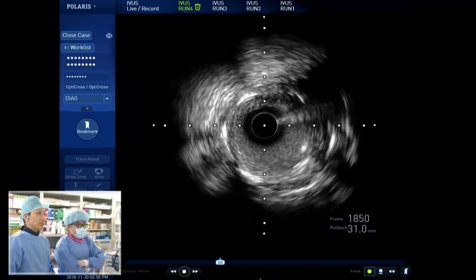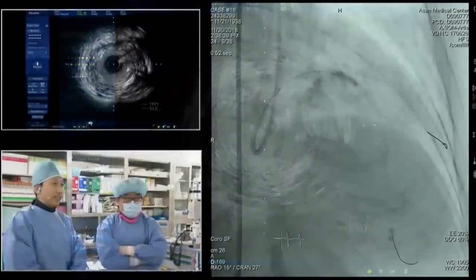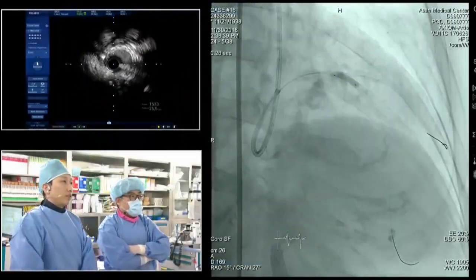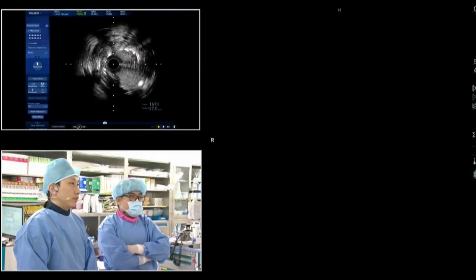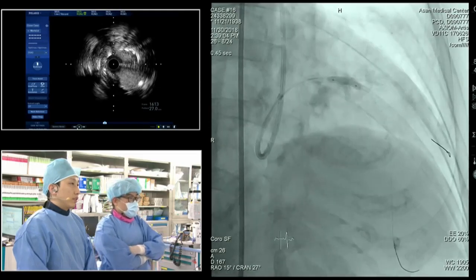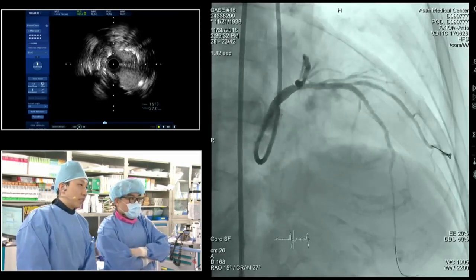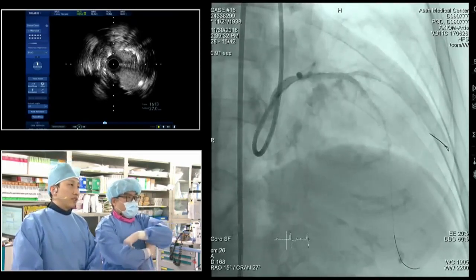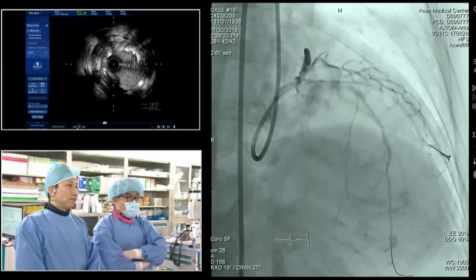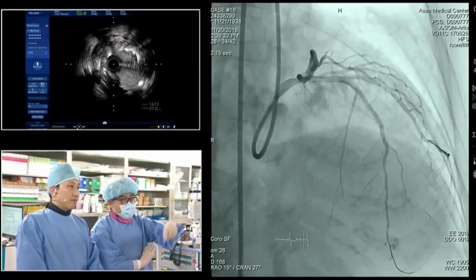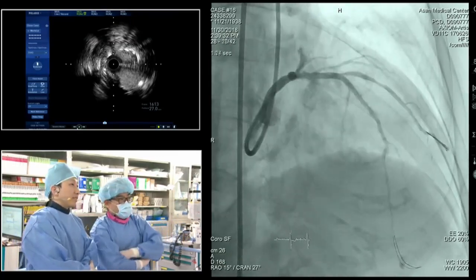So we decided to inflate the LAD again with a slightly larger high pressure balloon, which is a 3.5. And this is a 3.5 at 20. So essentially no waist. Up to 24. And this is the picture after ballooning. We think that everything is fine. No flow-limiting dissection, and the waist is gone. We believe that the deformed stent strut is somewhat fixed right now.